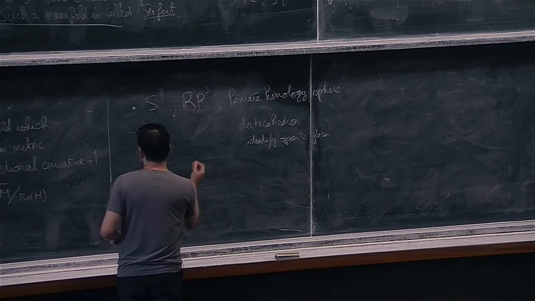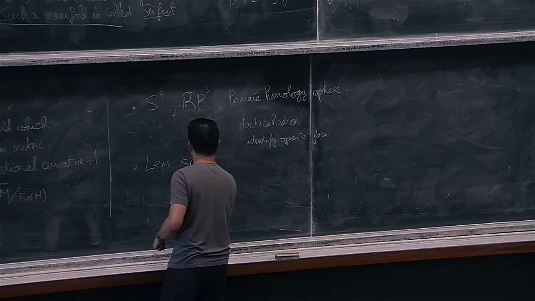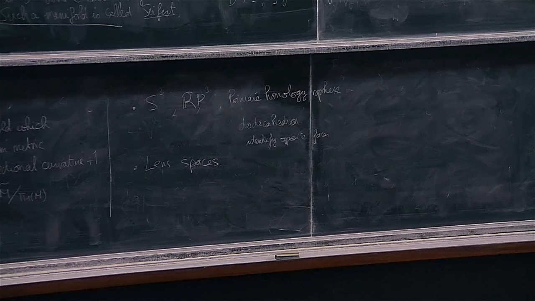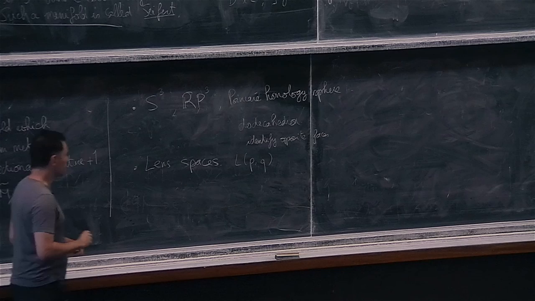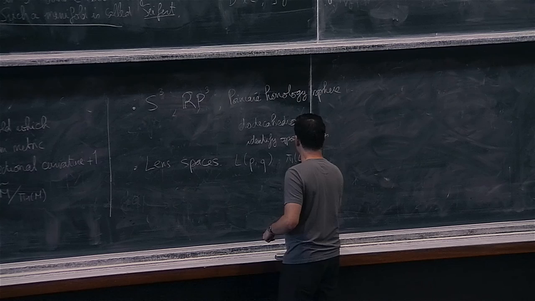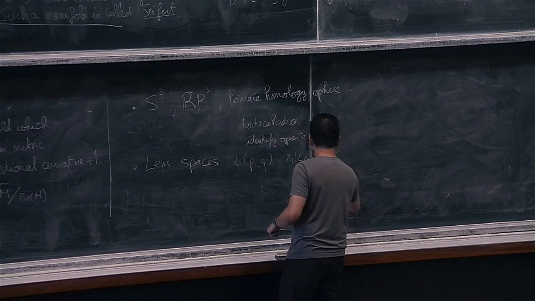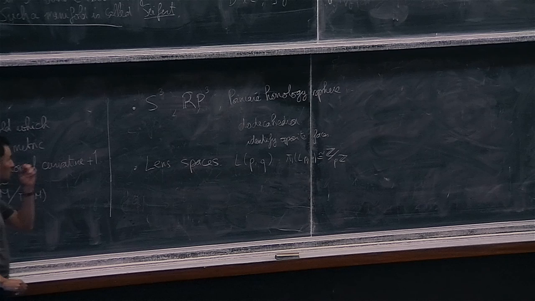And the easiest way to see this is to consider lens spaces. Lens spaces were mentioned this morning. For every pair of coprime integers p and q, you have a lens space L(p,q). What is important is that the fundamental group of L(p,q) is a finite cyclic group of order p, and any p can be realized. So this group is always finite, but it can be of arbitrarily large order.